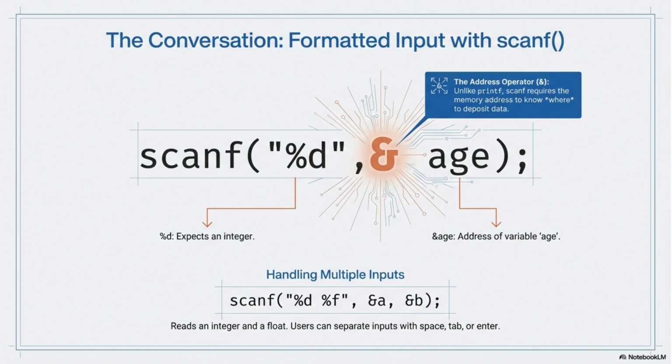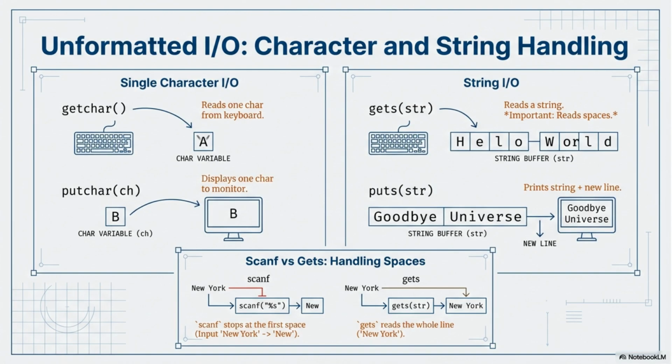Like printf, it uses a format specifier, but crucially, it requires the address operator, &, to deposit data into the variable's memory location. For unformatted I/O, getchar reads a single character, and putchar displays it. For strings, gets reads an entire line, including spaces, and puts prints a string followed by a new line. This contrasts with scanf, which stops input at the first space.